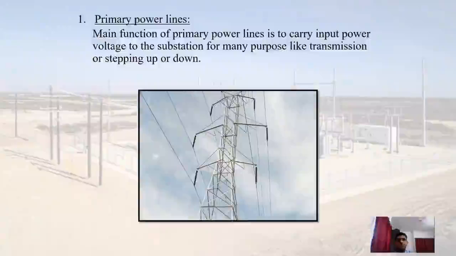So here first up we are going to see primary power lines. The main function of primary power lines is to carry input power voltage to the substation for many purposes like transmission or stepping up or down. Here below I have attached an image of primary power lines. You can have a look.